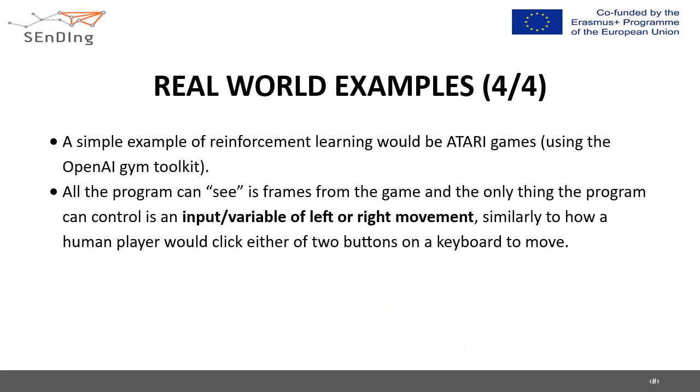A simple example of reinforcement learning would be Atari games, using the OpenAI Gym toolkit. All the program can see is frames from the game, and the only thing the program can control is an input/variable of left or right movement, similarly to how a human player would click either of two buttons on a keyboard to move.